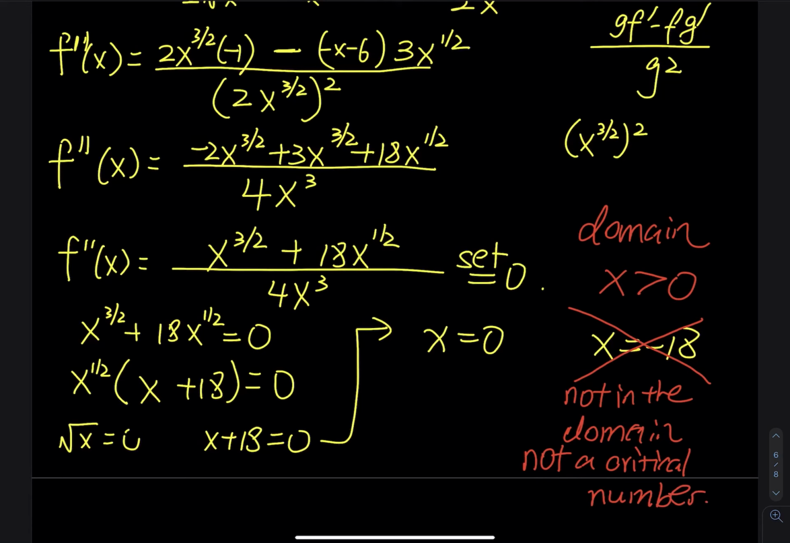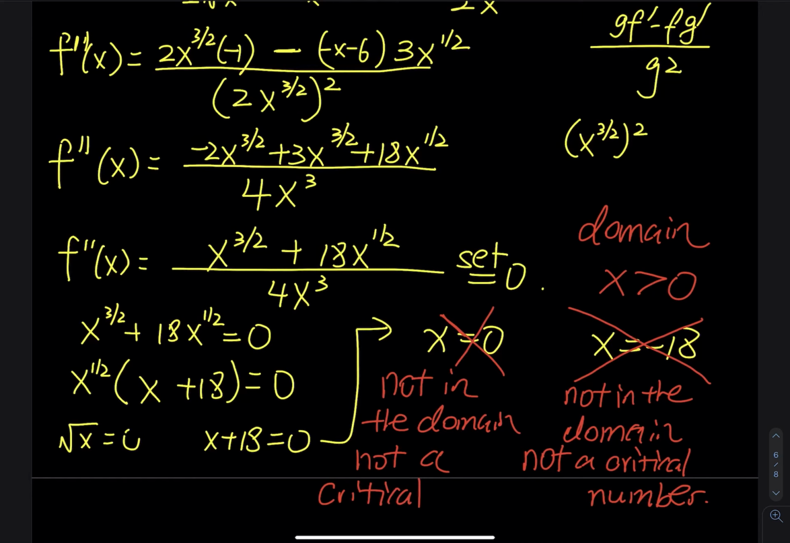And then what else? And then what about x greater than 0? x equals 0. Is x equals 0 in the domain? No. So that is not in the domain either. So x equals 0 is not a critical number. All right, what do we do now?